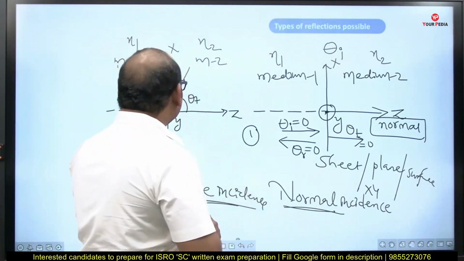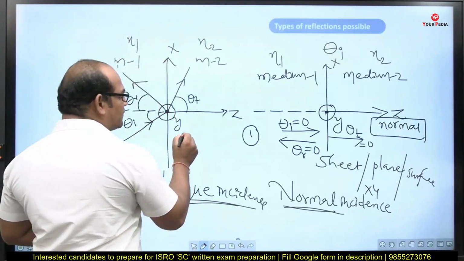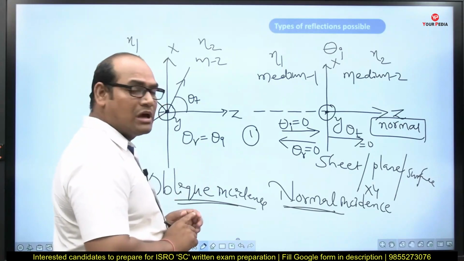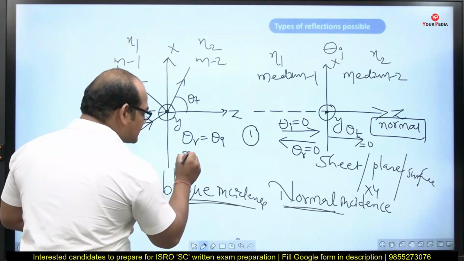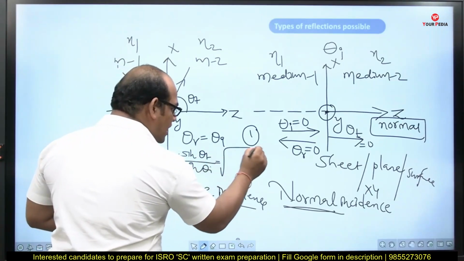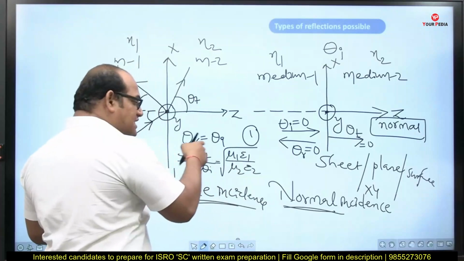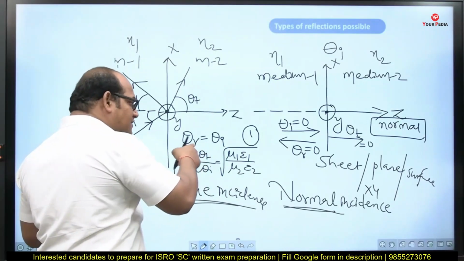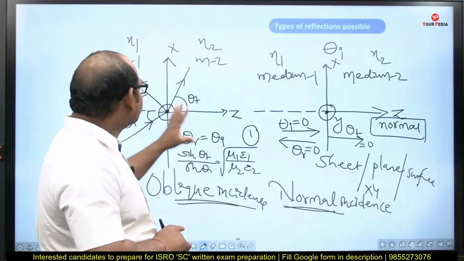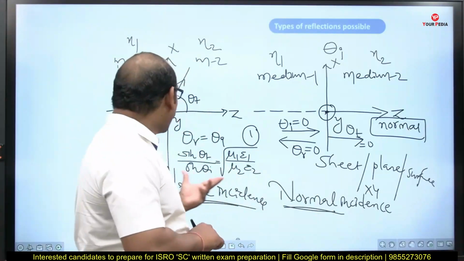Using Snell's law we can get the relation among these three. Using the first one we can write theta r is equal to theta I. That means the angle of reflection is always equal to the angle of incidence. Then sin theta t by sin theta I is equal to root of mu1 epsilon1 by mu2 epsilon2. This gives the relation between theta t and theta I, and the other gives the relation between theta r and theta I. In this manner we have some introductory knowledge on normal incidence and oblique incidence.